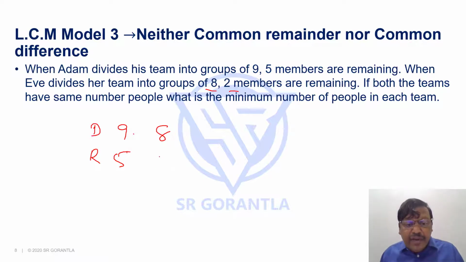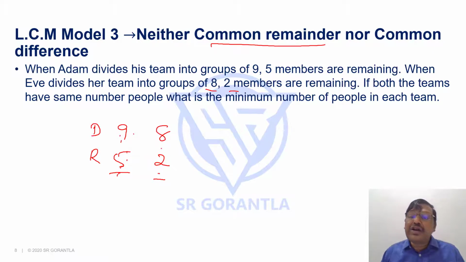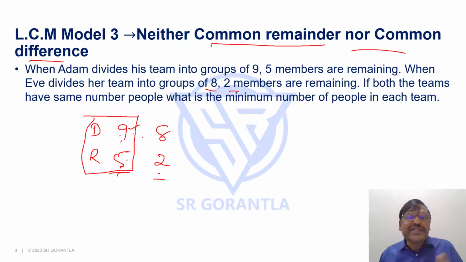8, the remainder is 2. Now if you observe here, there is no common remainder, there is no common difference. The difference is 4 here, the difference is 6 here. Remainders are different. So neither common remainder nor common difference. Then how do we answer the question? Let's take the first number, basically the bigger divisor. 9 is the bigger divisor. With the bigger divisor it will be easy to answer. It will involve addition. If I take the smaller divisor, it involves multiplication.